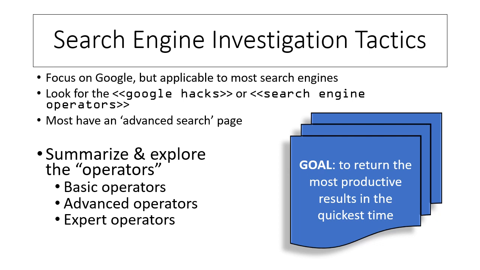Most of the principles we'll talk about today apply to the big search engines: Bing, Yahoo, and Google. I've broken down these operators into three categories: basic, advanced, and expert. Ultimately, I think we can use them to help us find information faster, more accurately, and with better quality.